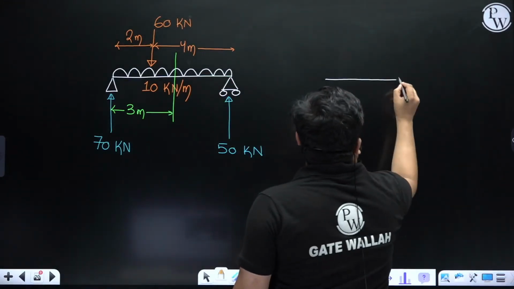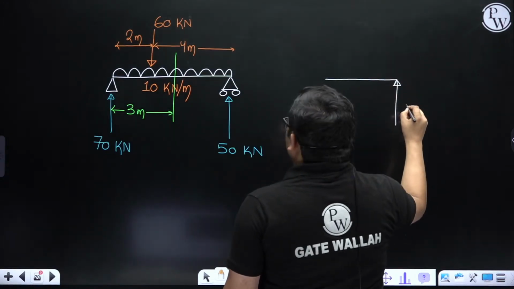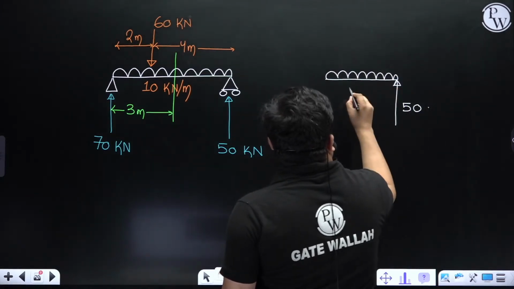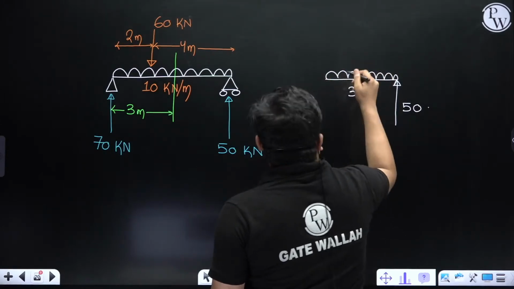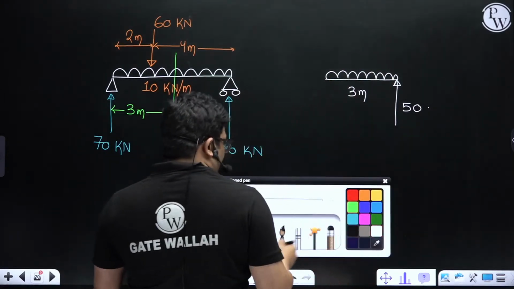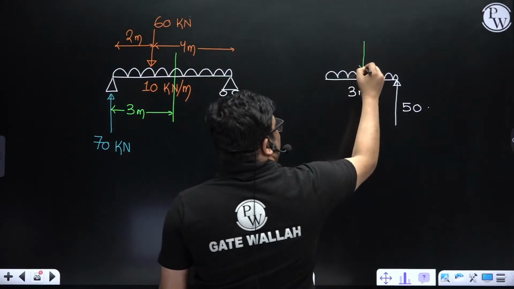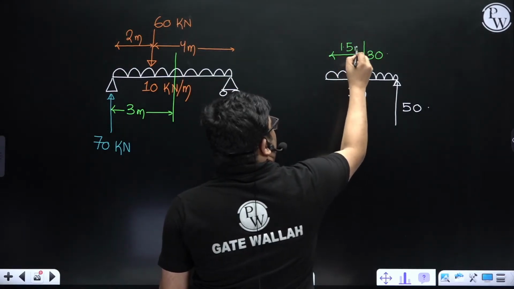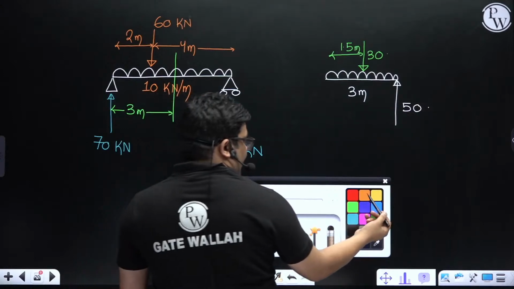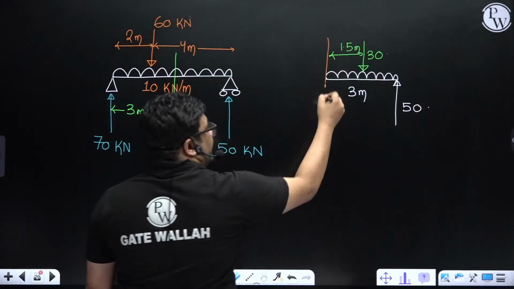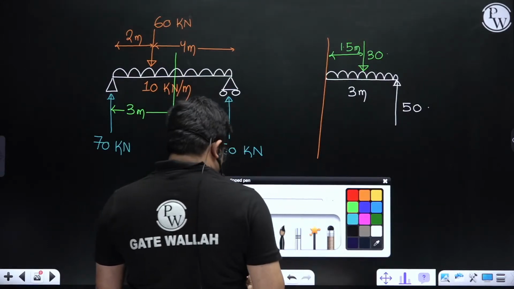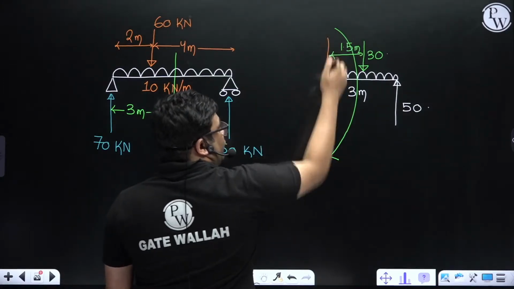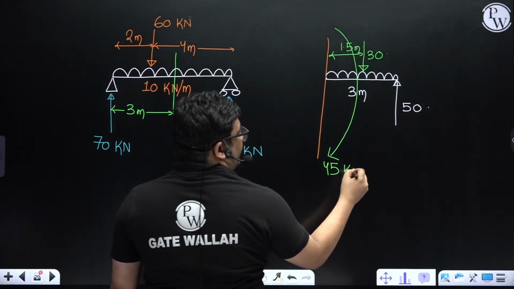So if I'm cutting a section and seeing from the right, I see a reaction of 50 here. Then I'm only seeing a UDL, and this is 3 meters. So 3 into 10 will give a load of 30, acting at a distance of 1.5 meters. If I want to find the moments about this cut section, this 30 will generate 30 into 1.5, 45 kilonewton meter, in this direction.